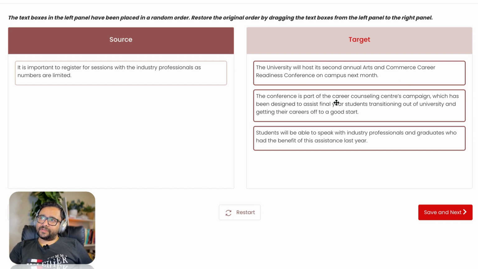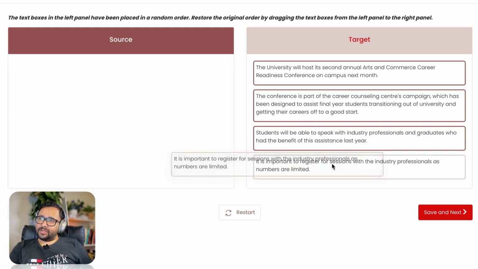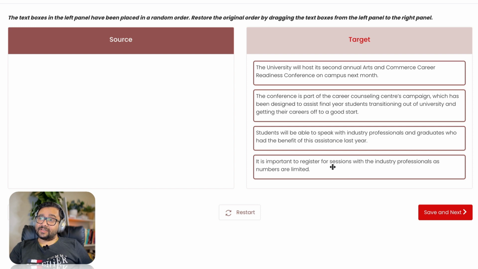It's talking about conference. This one is saying the conference. And by saying the conference, it's talking about this readiness conference. So nothing can come between these two. These two are already a good pair. So the only place left is this here. So this is the last sentence. So you can see that this is one of the several ways we can do a reorder paragraph question.